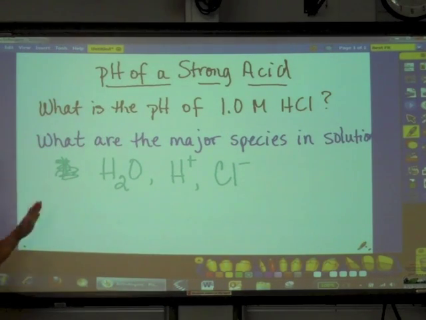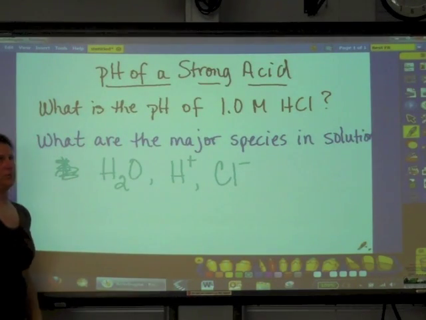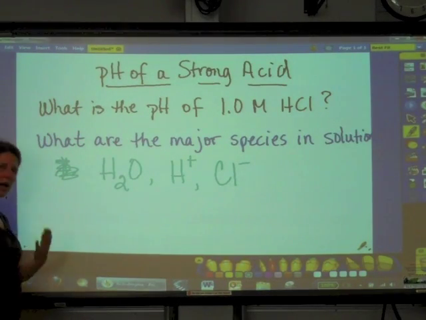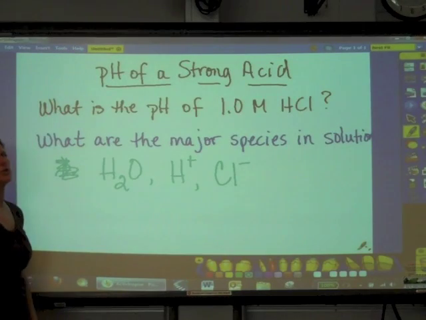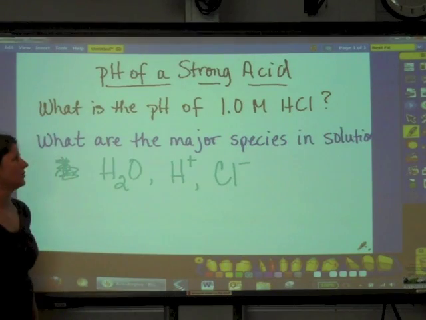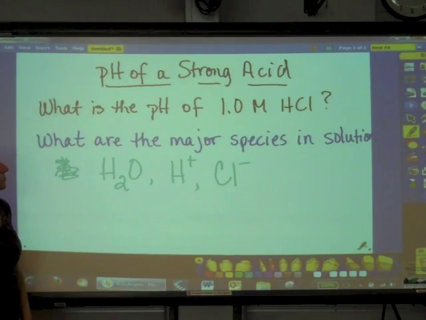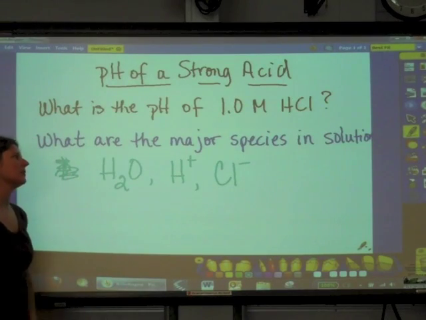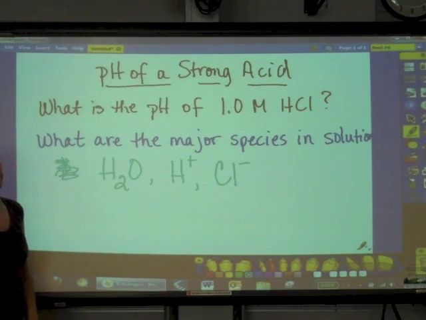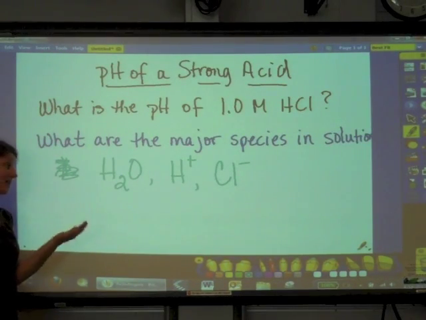All right, now whenever we are doing pH problems, we are looking for how much hydrogen, hydronium, how much hydrogen ion is in solution, because that's what pH is, right? The negative log of the hydrogen ion concentration. And so we've got the hydrogen that's coming from the HCl, but where else do we have hydrogen coming from? The auto-ionization of water. And so we have to think about that as well.